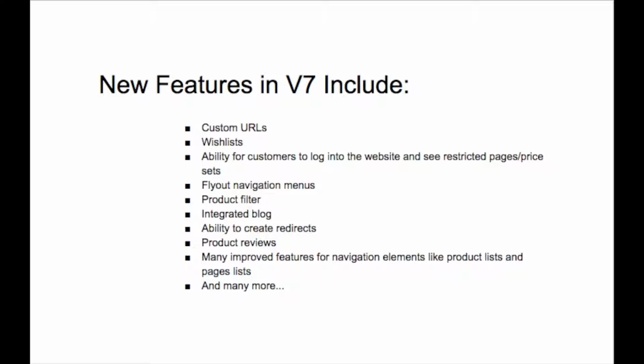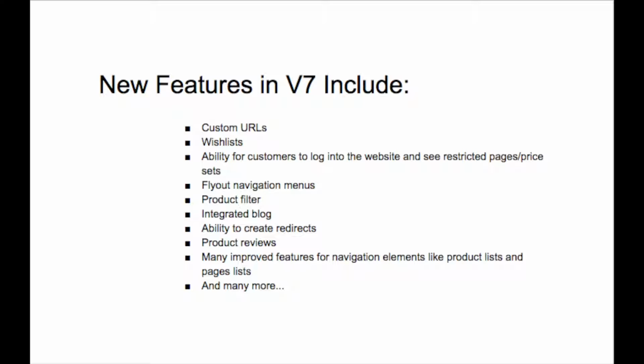A few of the new features that have been added to the version 7 software include the ability to create custom URLs for pages and products, wish lists, the ability for customers to log into the website and see restricted pages and price sets, flyout navigation menus, product filters, an integrated blog, the ability to create page redirects, product reviews, a lot of improved features for navigation elements like product lists and page lists, and quite a few other things that they've added to version 7.